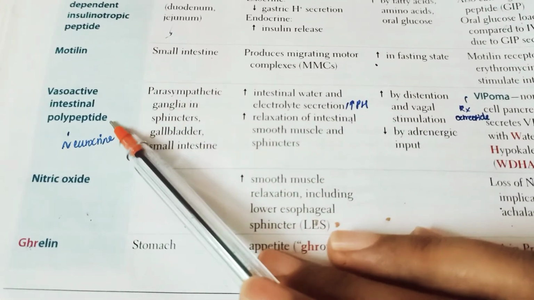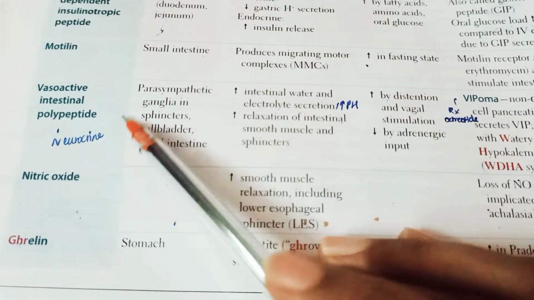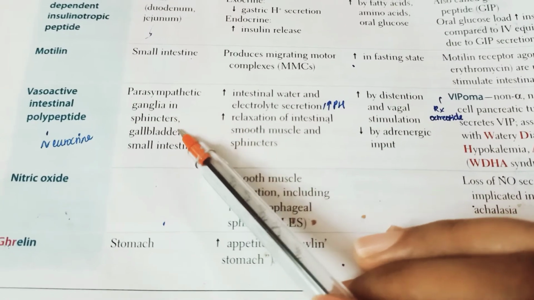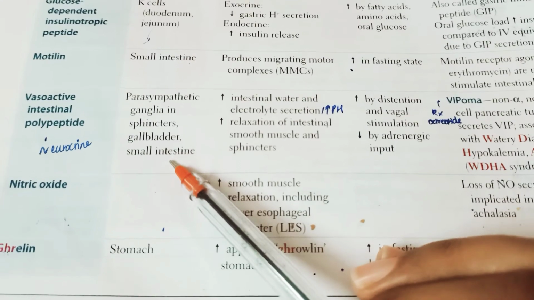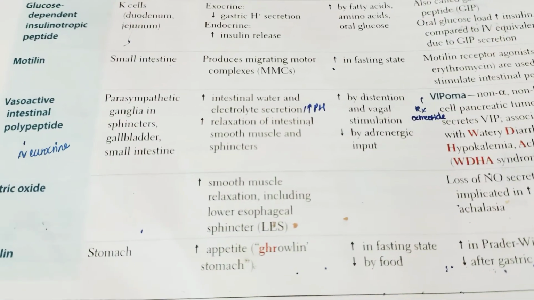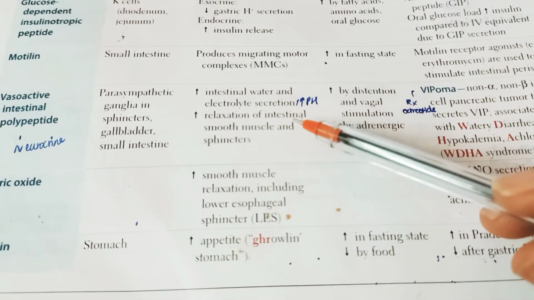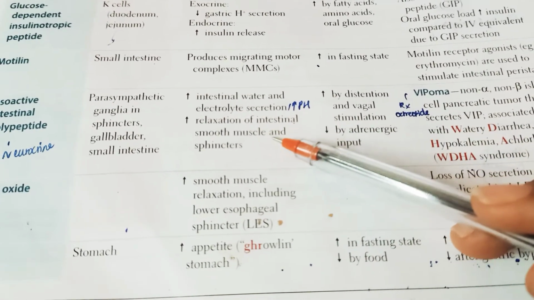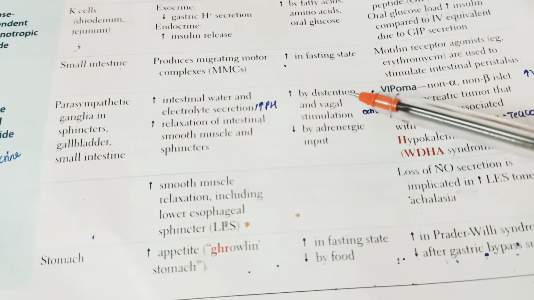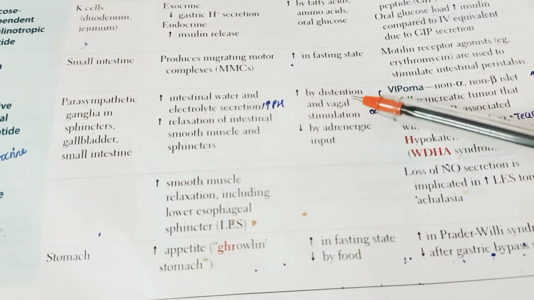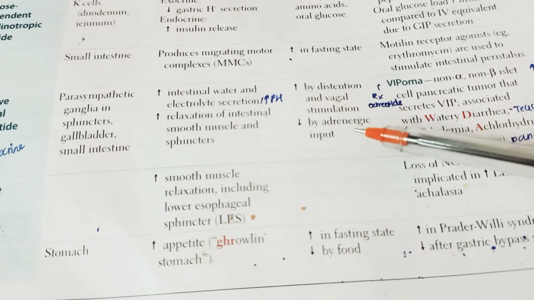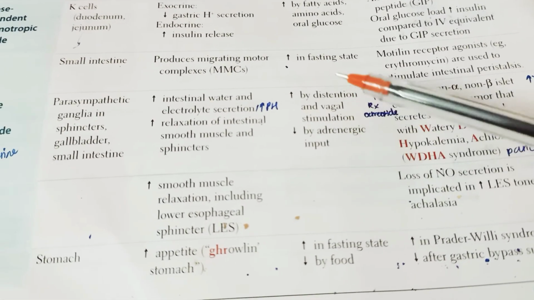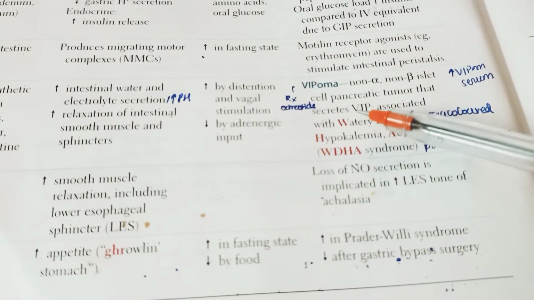Next, coming to vasoactive intestinal polypeptide, it has a neurocrine function. Its source is the parasympathetic ganglia in the sphincters, gallbladder, and small intestine. Its function is to increase water and electrolyte secretion, that is nothing but increasing the pH, right? And it increases relaxation of intestinal smooth muscle and sphincters. It is activated whenever there is increased distension and vagal stimulation, and decreased by adrenergic input.